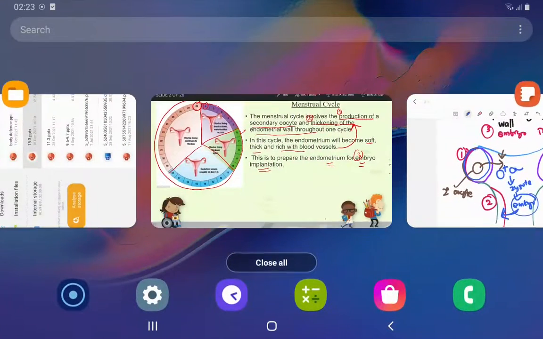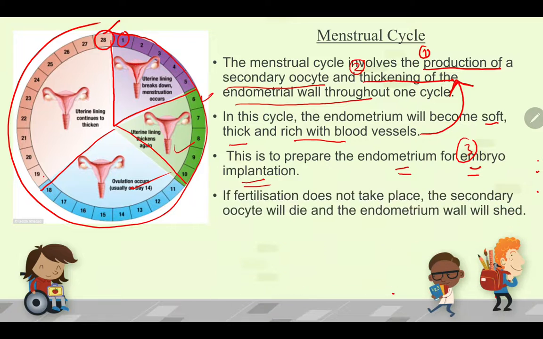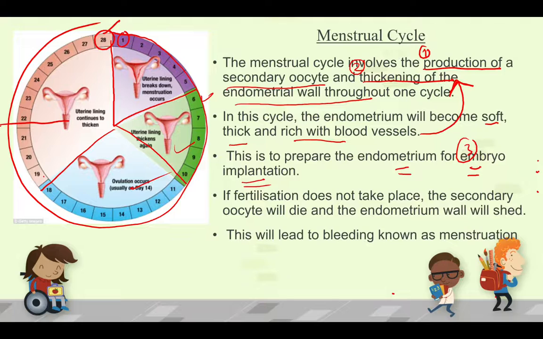So let's go back to our slide. Point number 2 and point number 3 occur during the second and third phase. Okay, if fertilization does not take place, some reference books say that after day 21, the secondary oocyte would die and the endometrium wall would shed. Secondary oocyte akan mati dan dinding endometrium akan runtuh, kalau persenyawaan tak berlaku lah.